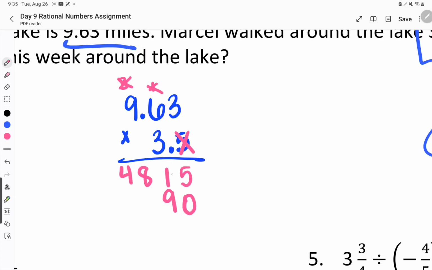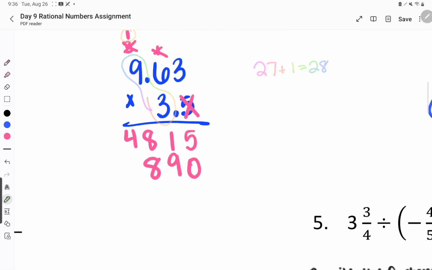Then I'm going to do 3 times 3. 3 times 3 is 9. And then I do 3 times 6. 3 times 6 gives me 18. So I write down an 8 and carry my 1. Then I have 9 times 3. 9 times 3 gives me 27. And then I add this 1 that's up here at the top to give me 28.